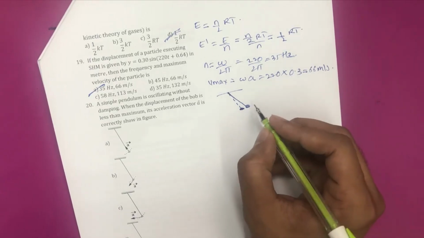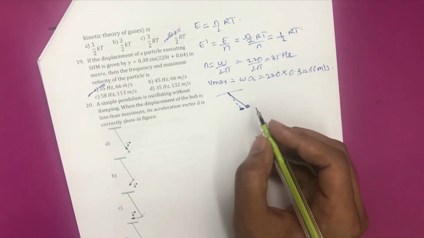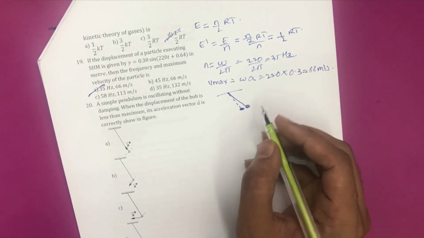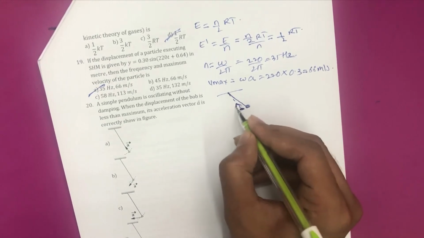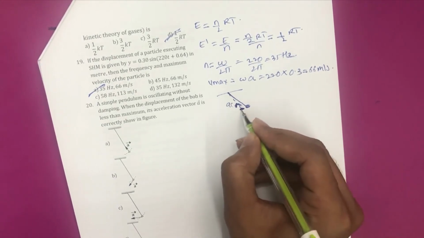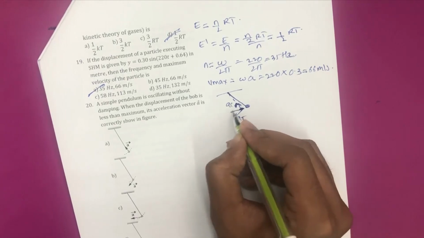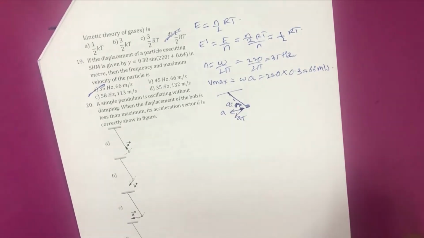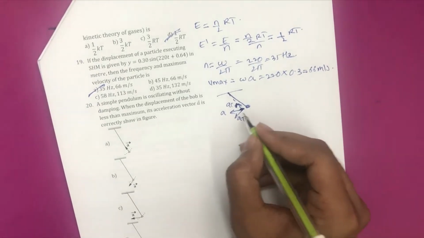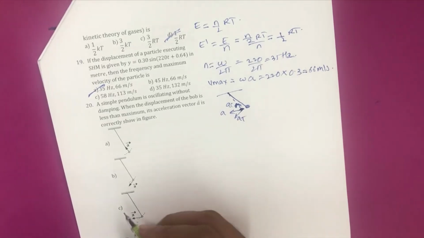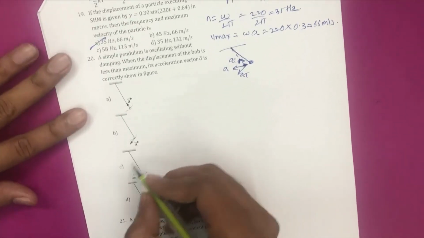So if my AC is this way, and AT would be this way, then my resultant acceleration A would be, using the law of parallelogram, this way. So my correct diagram that represents this is option C.